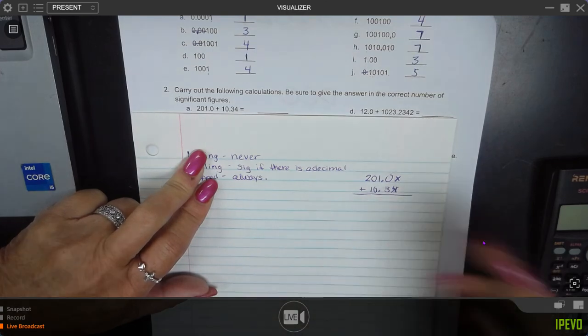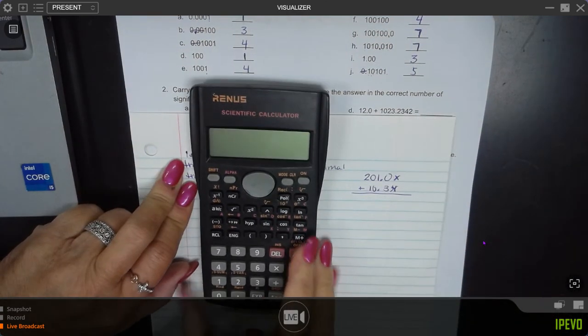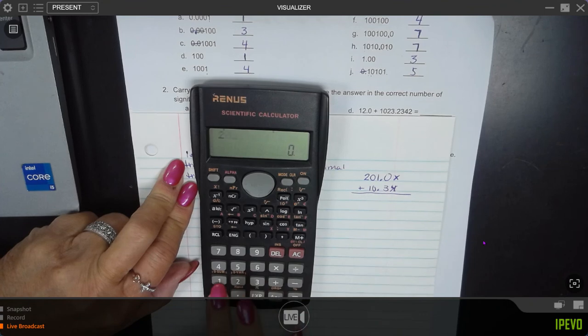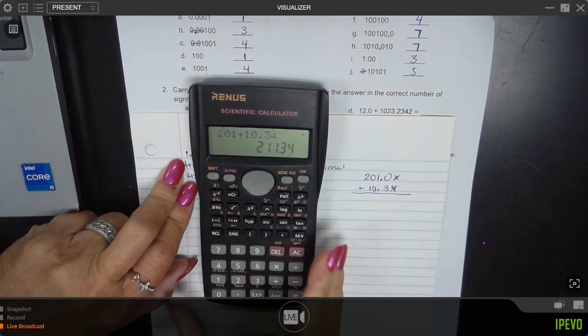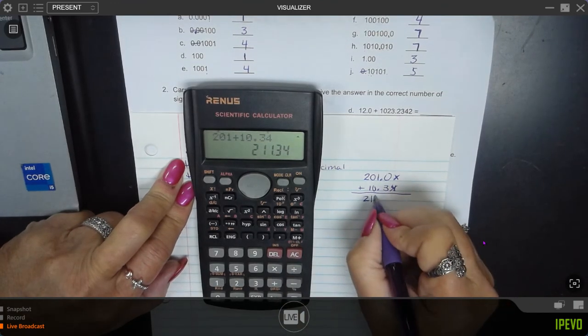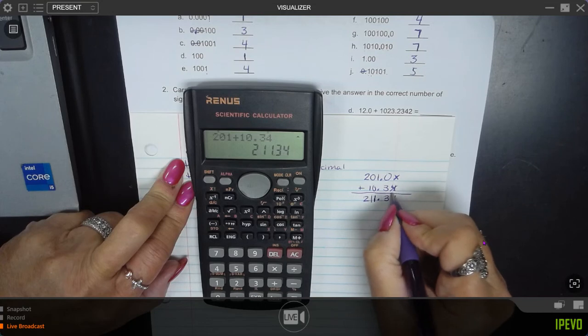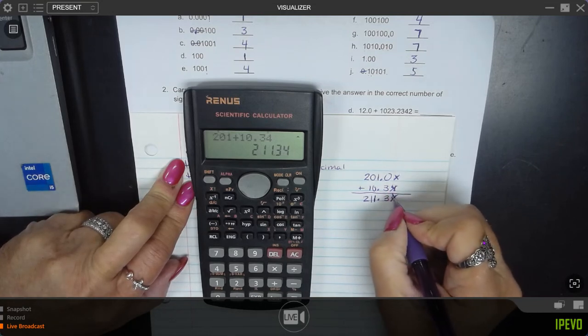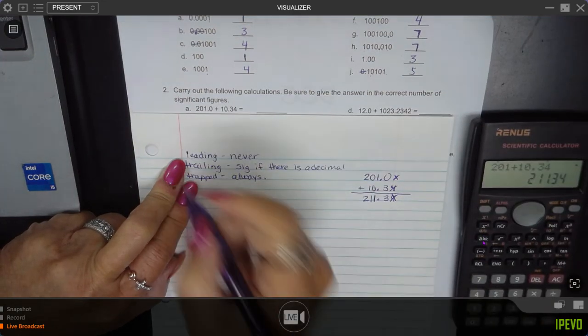So we're going to add this. I'm going to do it on my calculator. So 201 plus 10.34. We would include that 4 when we add. So this is 211.34. But since there's not a significant number in each of those columns, our answer is going to be 211.3.